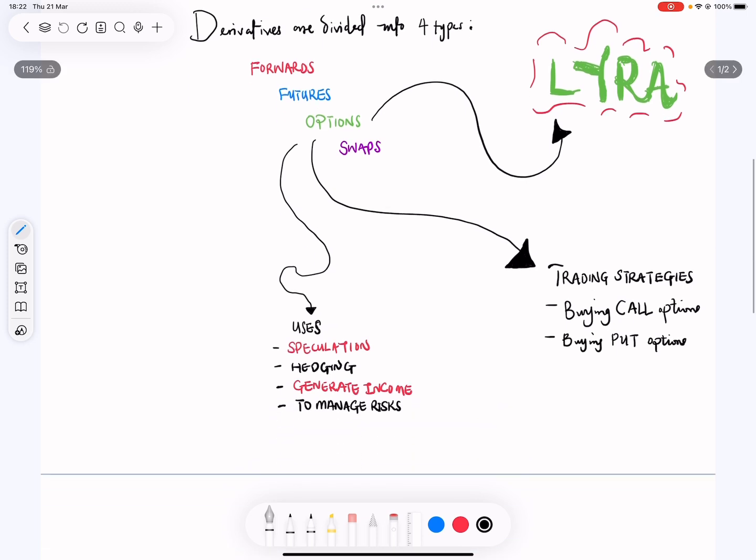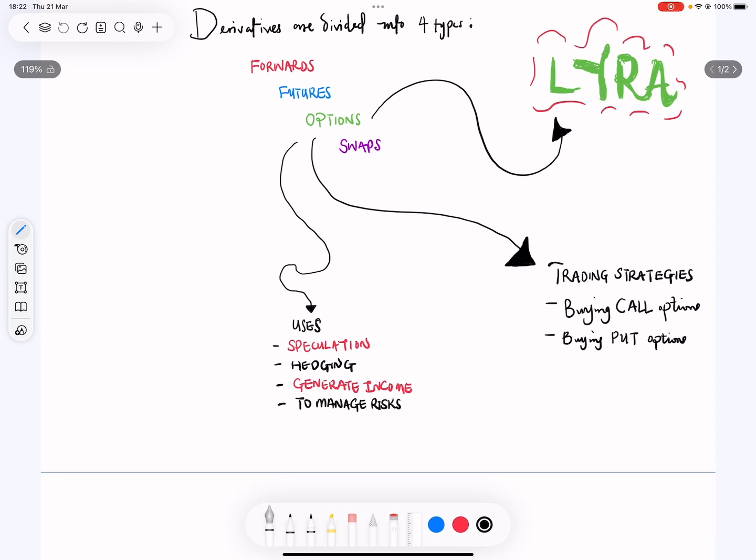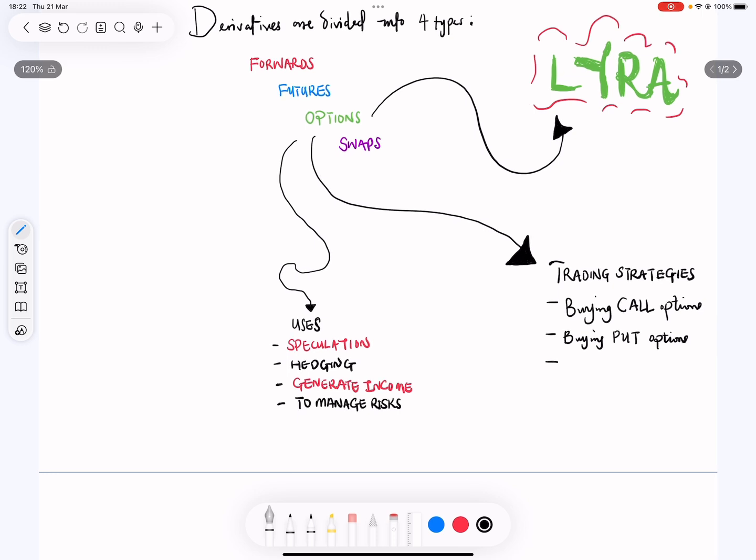So we'll be focusing mainly on two of four strategies. We have the bullish call spread, and the covered call strategy. I will explain this.